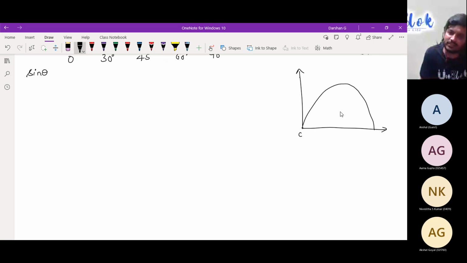This point starts with 0 degrees and ends with 180 degrees. Please understand, it starts at 0 degrees and ends at 180 degrees. This center point would obviously be half of this, which is 90 degrees. Any doubts with this? Anybody? No, sir. I'm assuming there are no doubts.